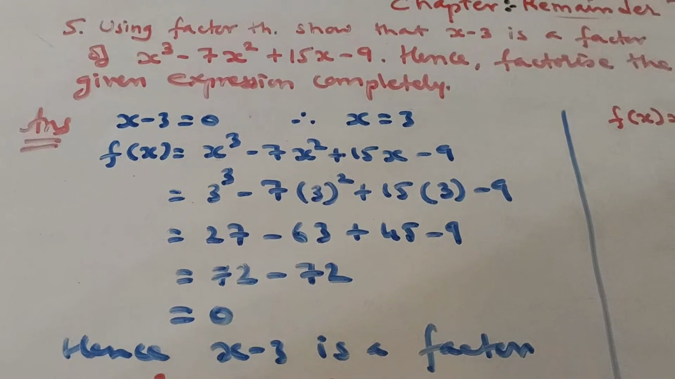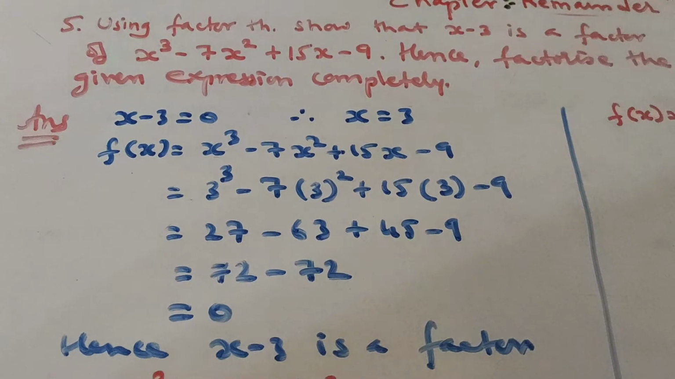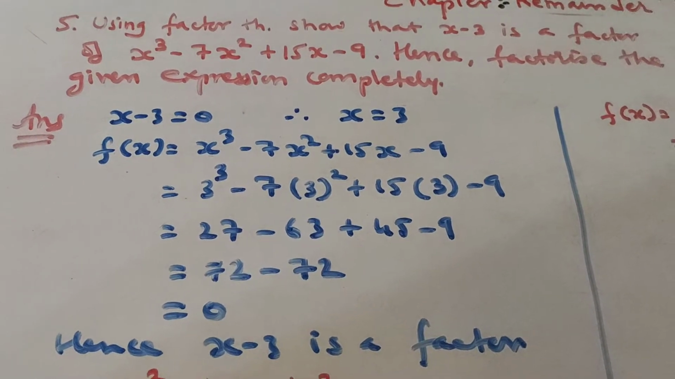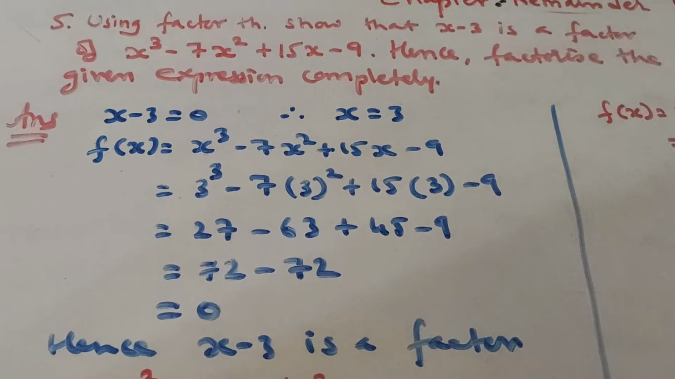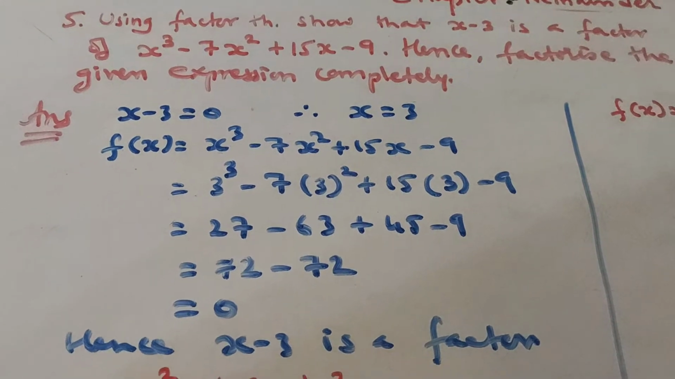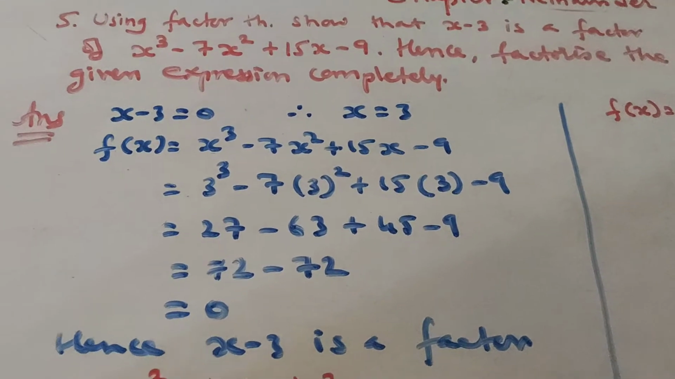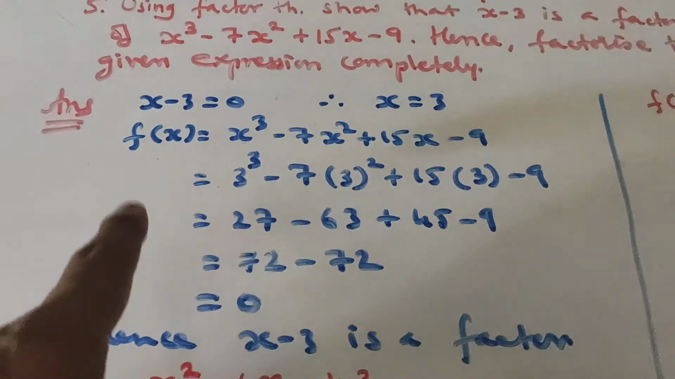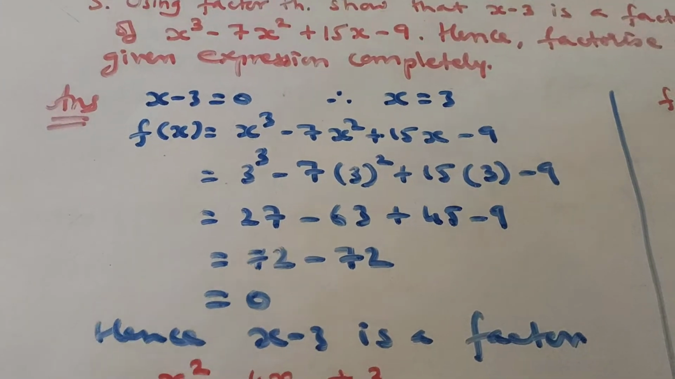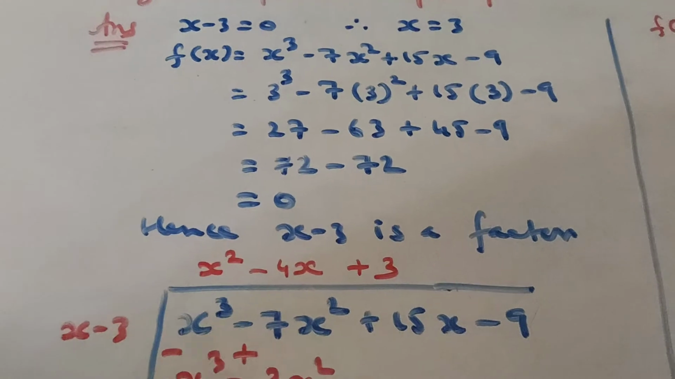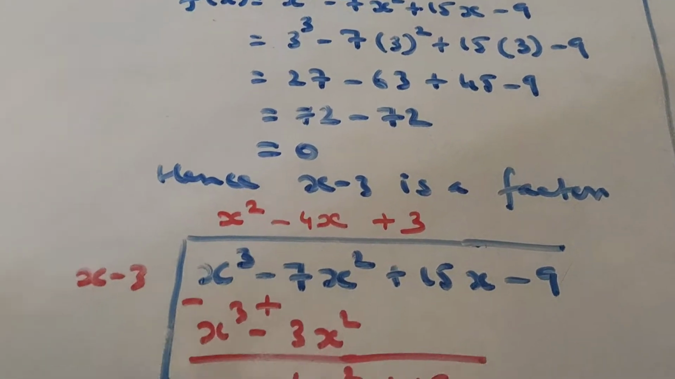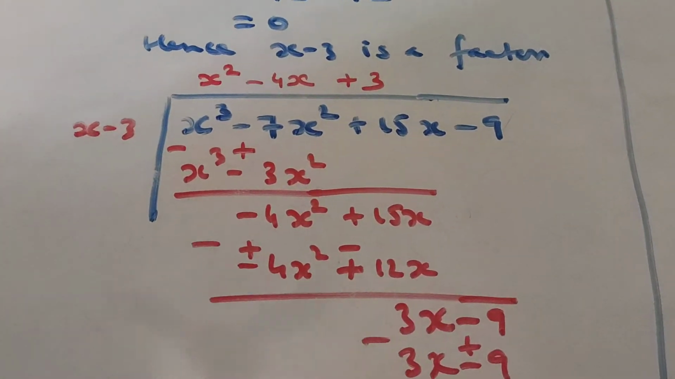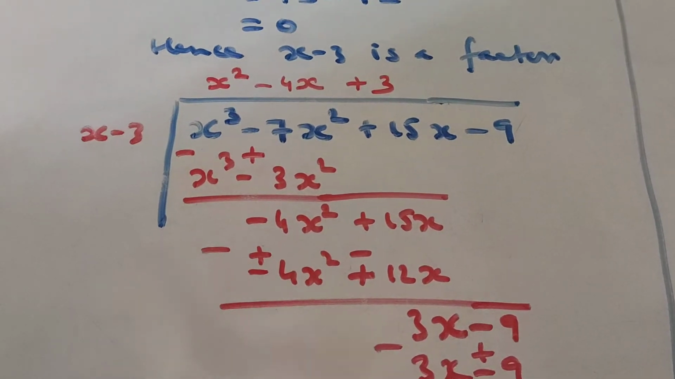Therefore x equals 3, placing the value of x as 3 in the polynomial. In place of x we put 3, and simplifying it we are getting 0, hence x minus 3 is a factor. In place of 0, if you are getting any other number, that means that particular term is not a factor. But here we are getting 0, hence we have shown that it is a factor. Okay, we are dividing the polynomial by x minus 3.